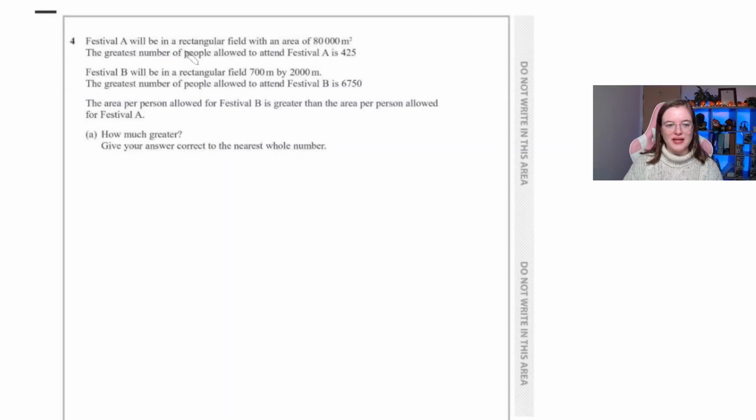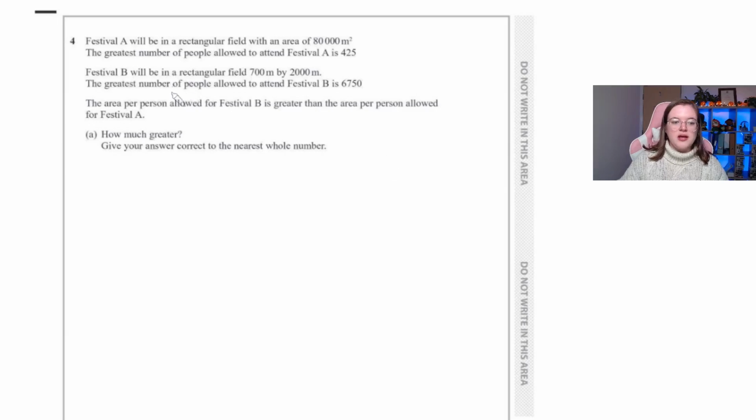Festival A will be in a rectangular field with an area of 80,000 meters squared. The greatest number of people allowed to attend Festival A is 425. Festival B will be in a rectangular field 700 by 2,000 meters. The greatest number of people allowed to attend Festival B is 6,750. The area per person allowed for Festival B is greater than the area per person allowed for Festival A. How much greater? Okie dokie then.